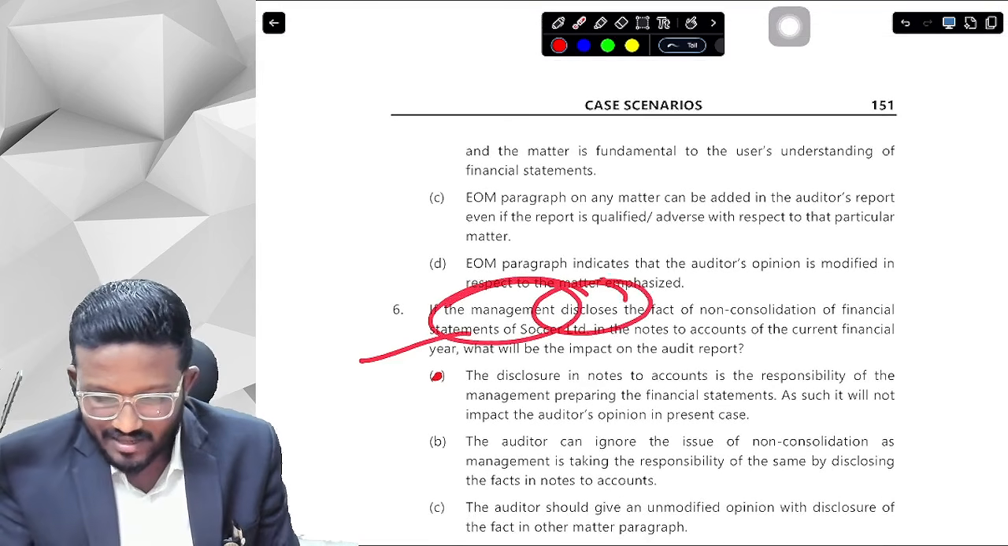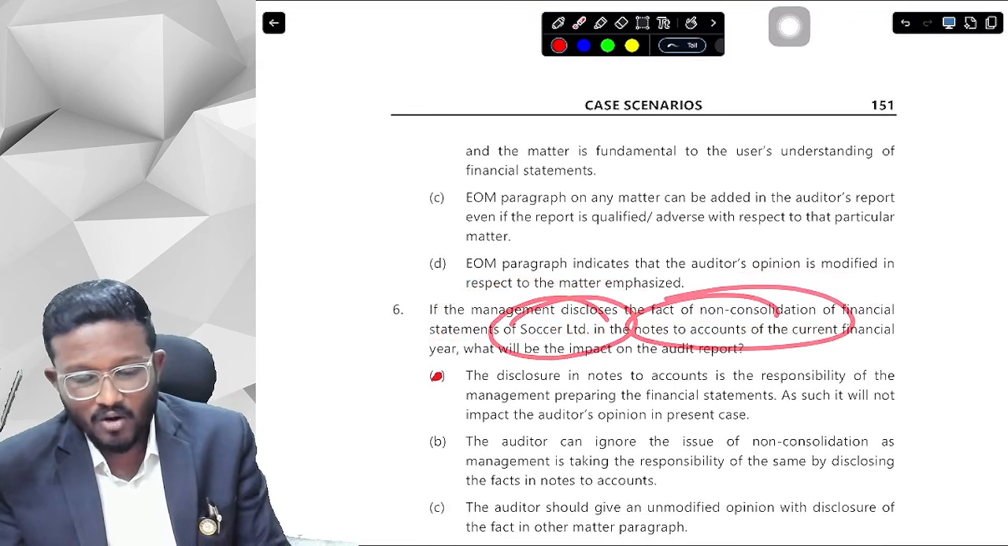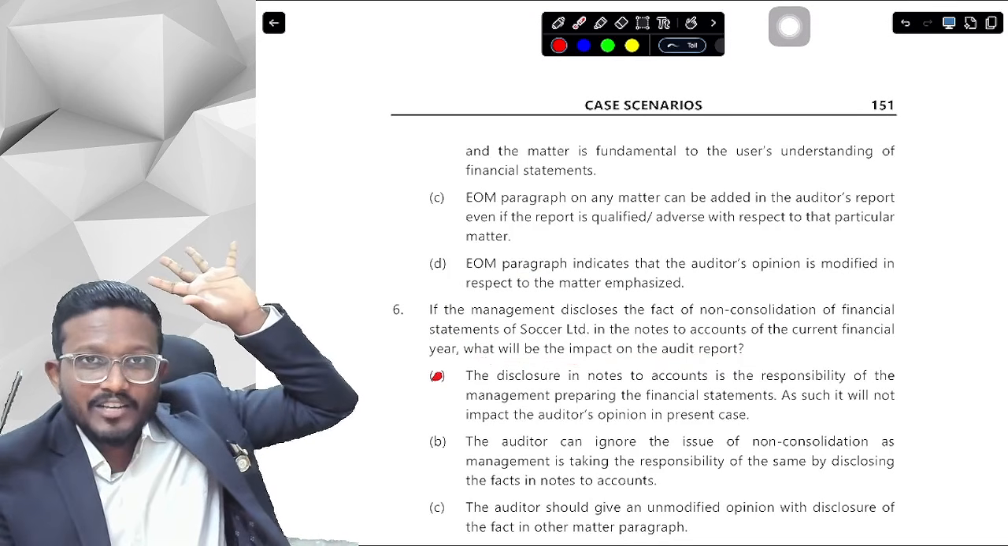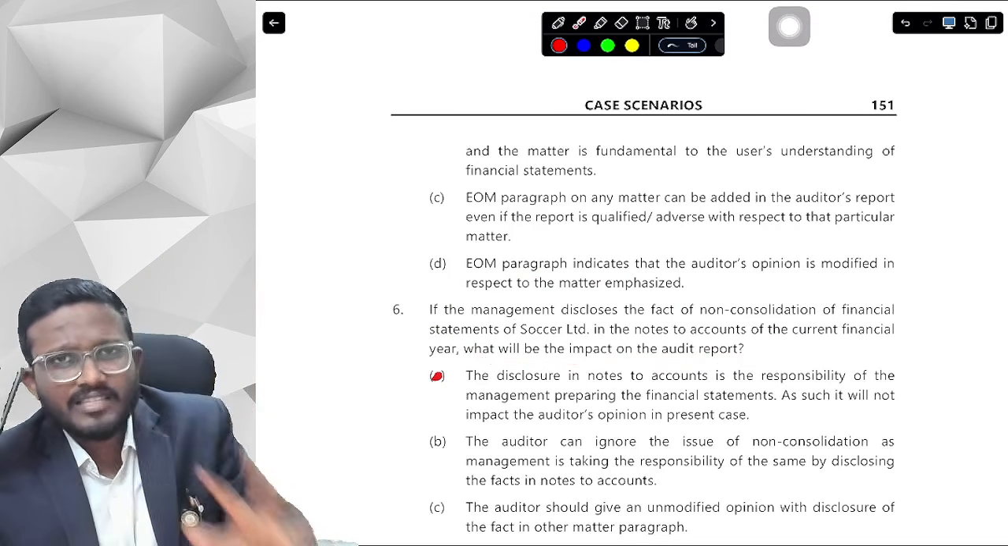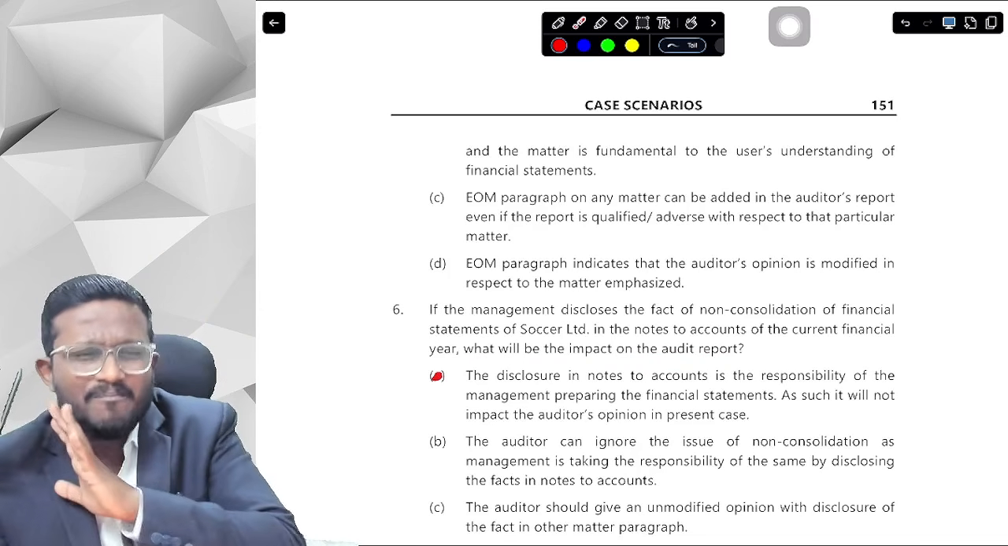It says if the management is disclosing the fact of non-consolidation of financial statements of Soccer Limited in the notes to accounts, what will be the impact on the audit report? Now, suppose management has not done the consolidation of financial statements, and management is saying I will disclose this fact in my financial statements. So will it have any impact on my opinion? No sir, it will not have any impact on my opinion.